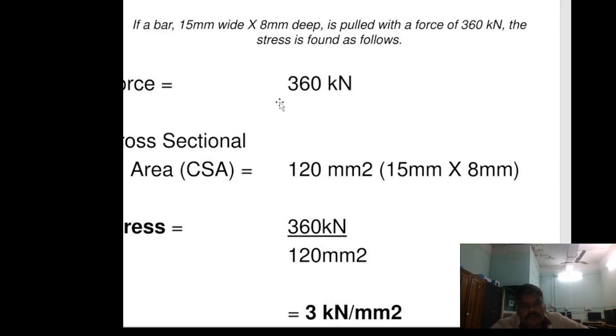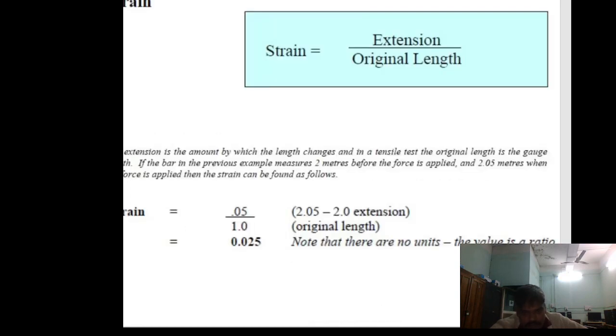This is a force applied, 360 kilonewton. Bar dimension is 15 mm width and 8 mm depth. Stress is found to be 3 kilonewton per mm square. This is a strain. These are some calculations you have to do after performing the experiment on the tensometer or universal testing machine.